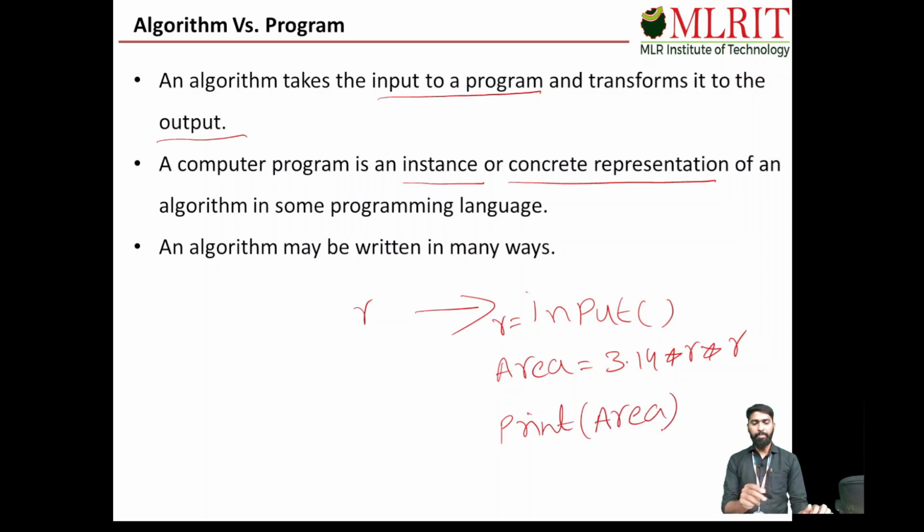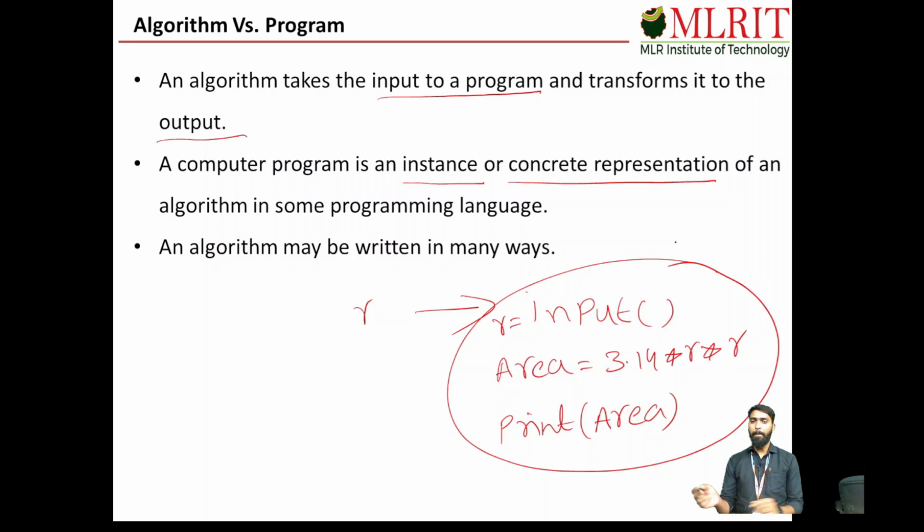Now what is the second point? A computer program, this program written in Python, is an instance or concrete representation of an algorithm. Here the algorithm is finding the area of a circle, and the programming language is Python. An algorithm may be written in many ways.